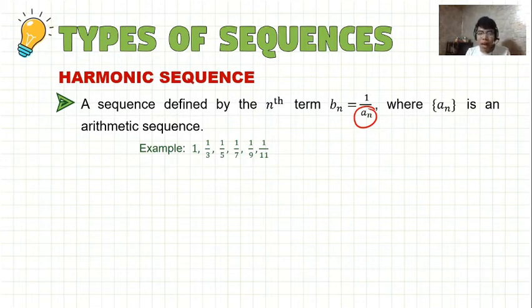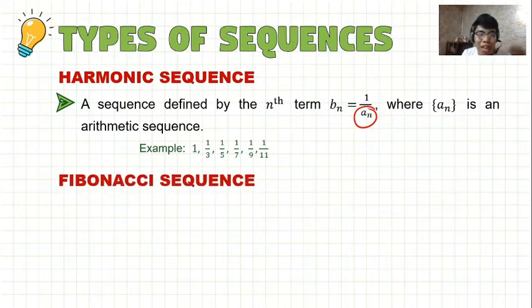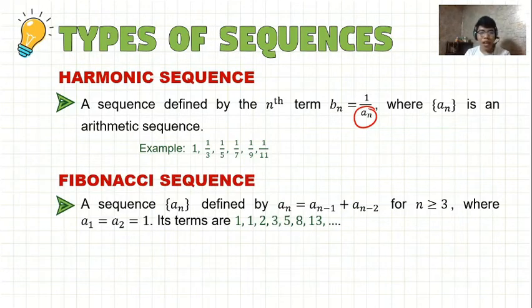Now, we don't have formulas for the nth term and the series for harmonic sequence. So, ito lang yon. Example lang. Okay? For Fibonacci sequence, this is a sequence A sub n defined by A sub n equal to A sub n minus 1 plus A sub n minus 2 for n greater than or equal to 3, where A sub 1 and A sub 2 are both 1. The terms are 1, 1, 2, 3, 5, 8, and 13.